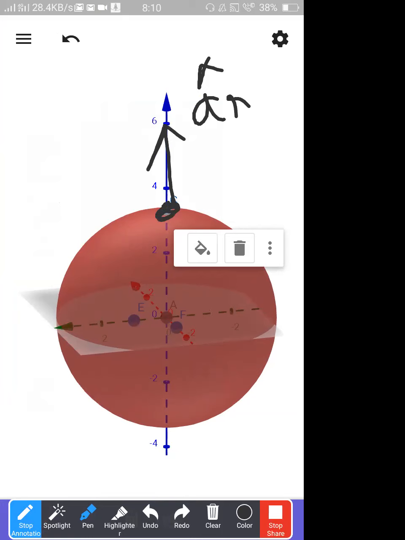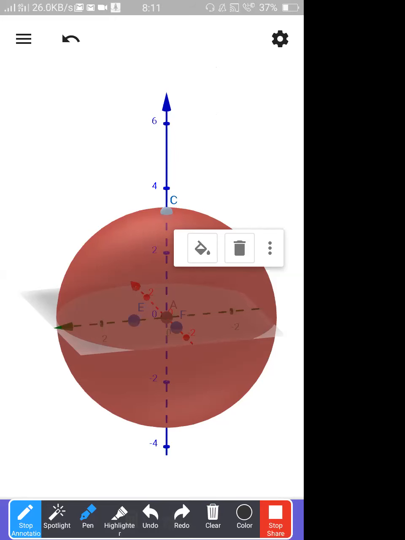And can somebody tell me the direction of a phi and a theta? Can somebody draw this? What will be the direction of a theta? The a theta will be tangential, going in this way. I think it is perpendicular to a r.